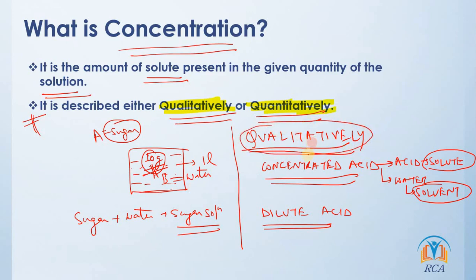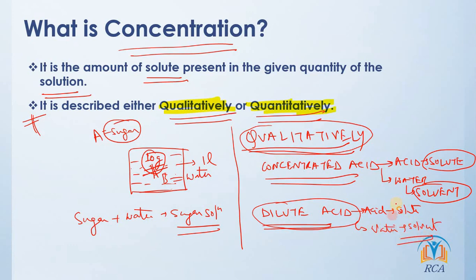Qualitative means we are only dealing with the quality of that particular solution. So what is the quality of the solution? That acid is in a larger quantity in that solution, which makes it concentrated. But if I say it's a dilute acid, then the acid, which is the solute, is present in a lesser amount as compared to the entire solution, where water again is going to be acting as what? Water will be acting as the solvent.